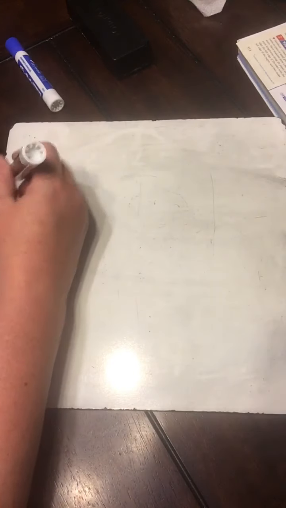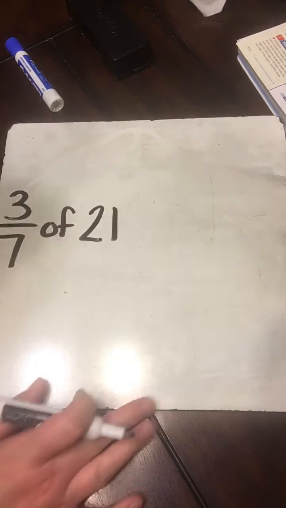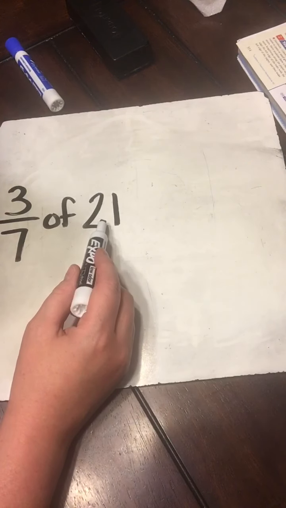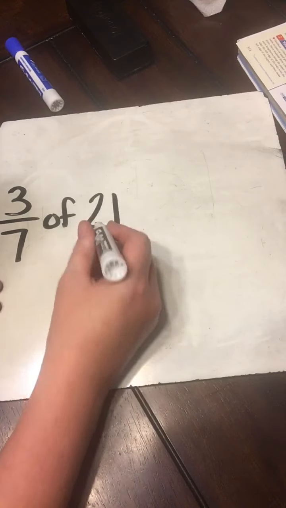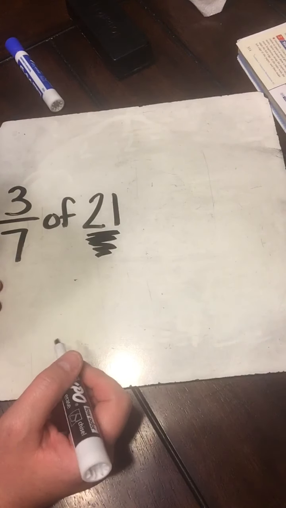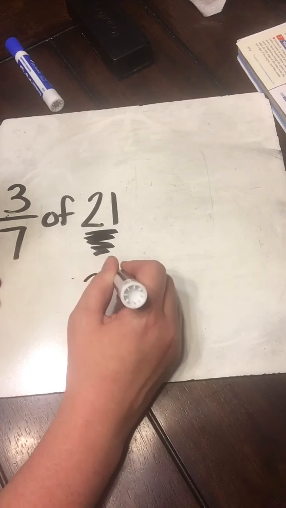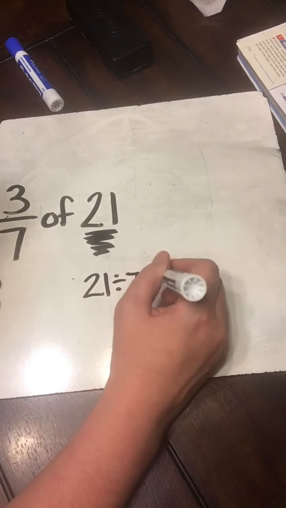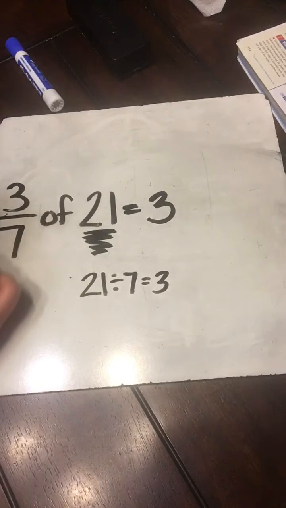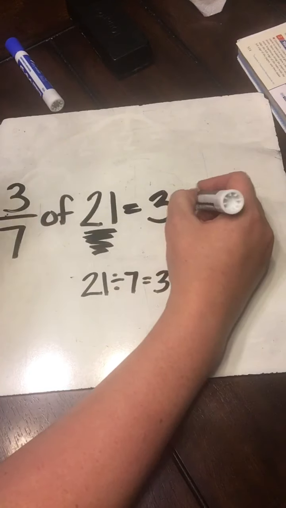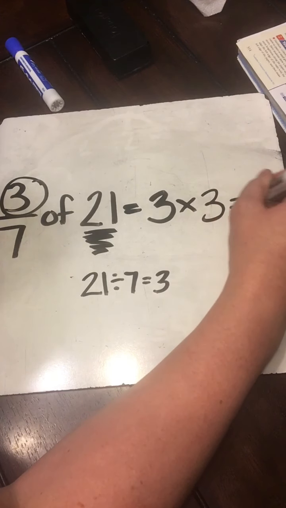Okay, 3/7 of 21. I want to know how many of that 21 do I get? Will my number be above 21? No, it can't be above 21. 21 is the biggest number I can have here because 3/7 is taken out of it. So the first thing that I do is I take 21 and I divide it by 7, which equals 3. All right, equals 3. And because my numerator is no longer a 1, I have to take it times my numerator, which is 3. So 3 times 3 is 9.